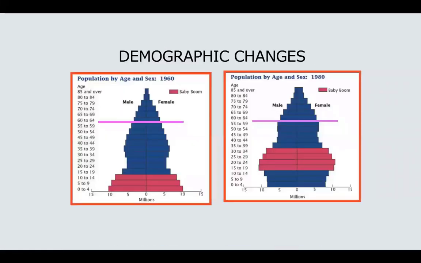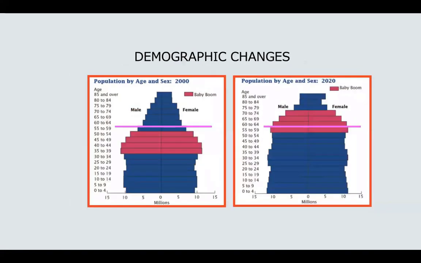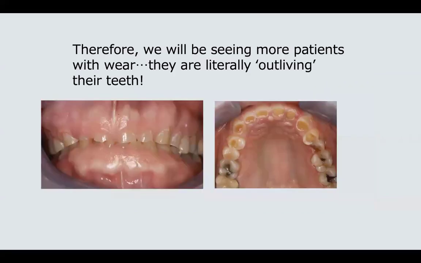So what's the concern? The biggest concern is baby boomers are starting to overtake the market more and more. You can see the difference, the red there is the baby boomers in 1960, 1980, they're moving up. Not only are they moving towards the top, but they're getting wider. More and more baby boomers are hanging around. We are living longer. And therefore, as we go into patients in their 70s or 80s or 90s, we're seeing more and more patients with wear, and they're literally outliving their teeth.